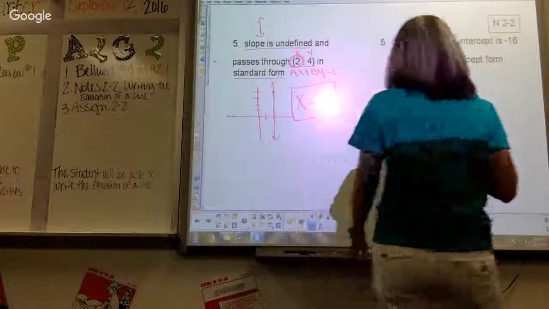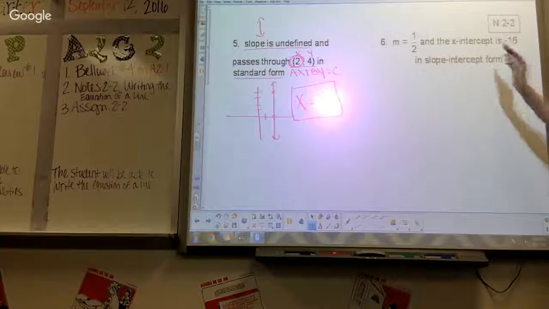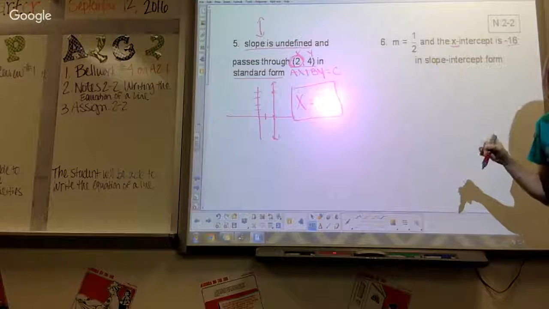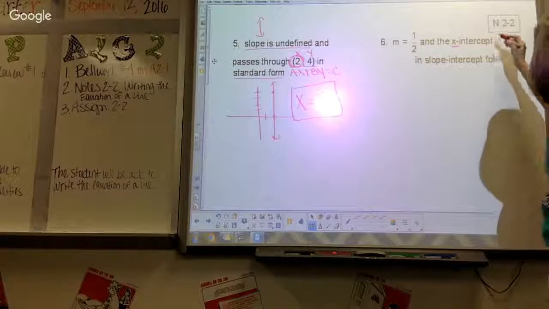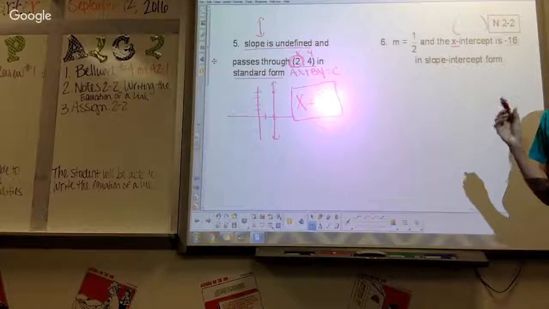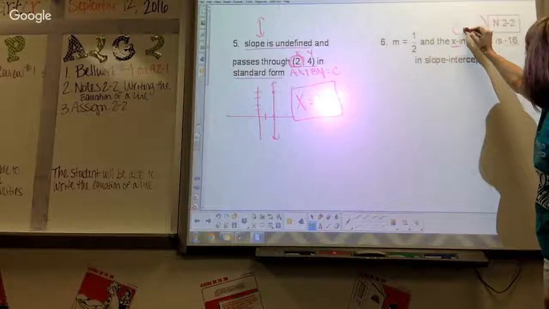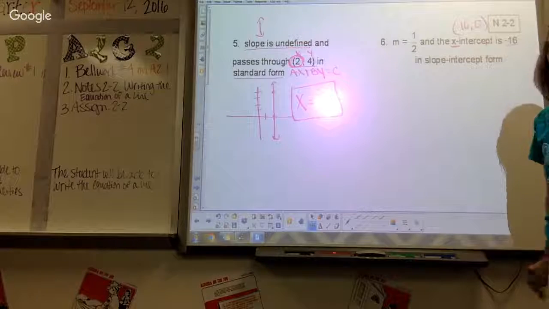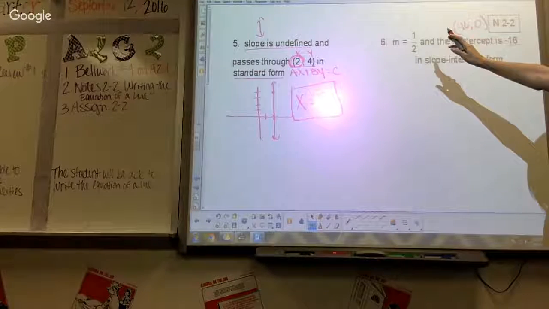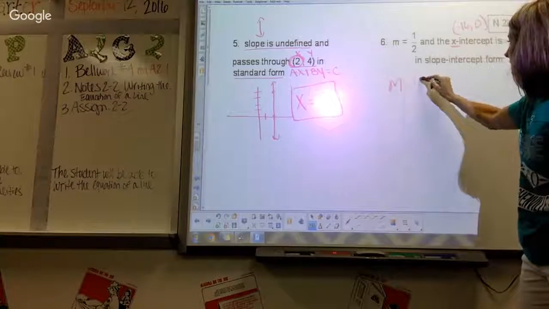All right, so then looking at 6. Slope is 1/2, so m is 1/2. Your x-intercept is negative 16. That is not the b. You need to change that to an ordered pair because we don't know the b. That's the x-intercept, not y-intercept. So x-intercept's negative 16, so that ordered pair would be negative 16, 0. So if you have a point and slope, we're going to plug into the slope formula.